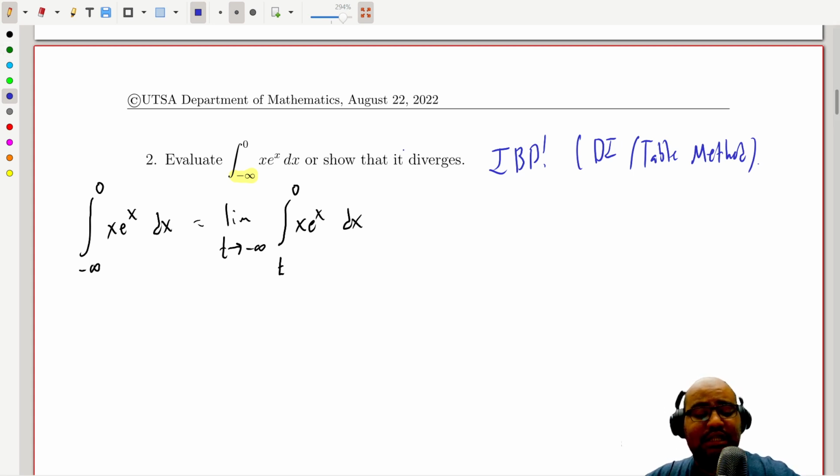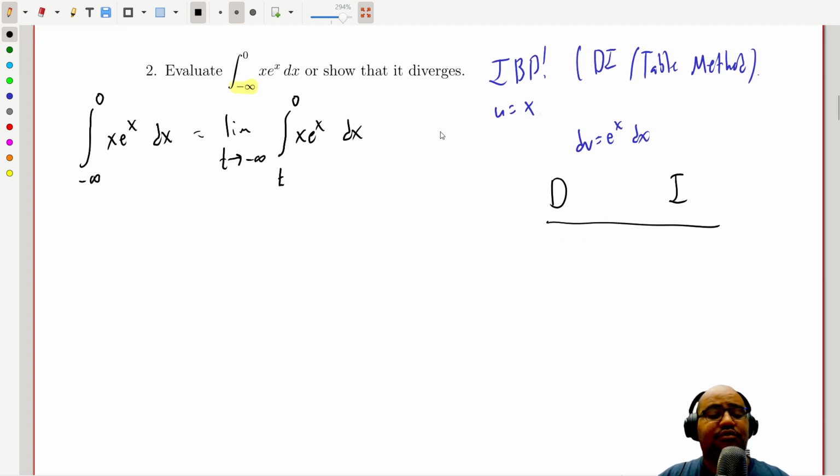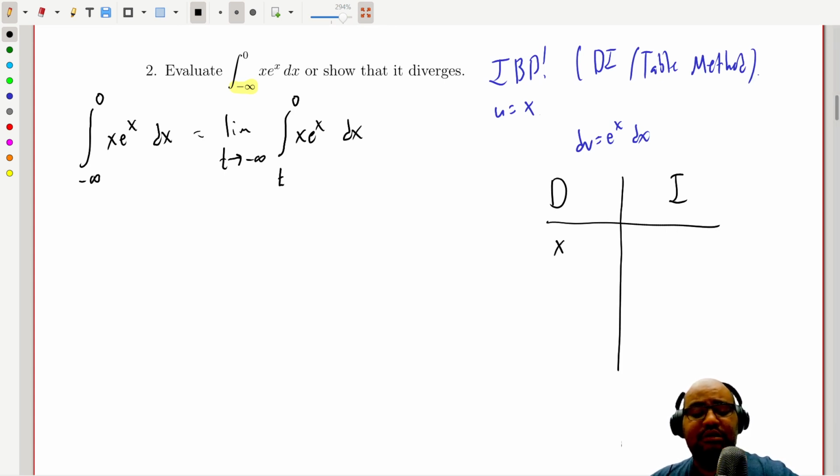The idea here is that I'm going to select u to be equal to x and dv to be equal to the rest, e to the x dx. So I'll go ahead and write everything in my table here. My u, which is x, goes in the D column. E to the x goes in the other column. Remember, for the table method, we differentiate until it vanishes, then integrate as many times as we did.